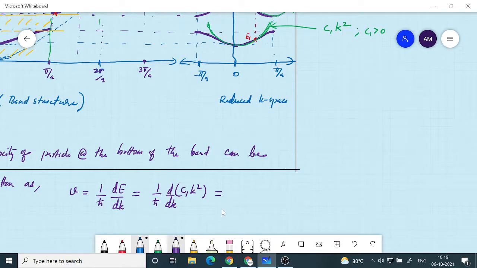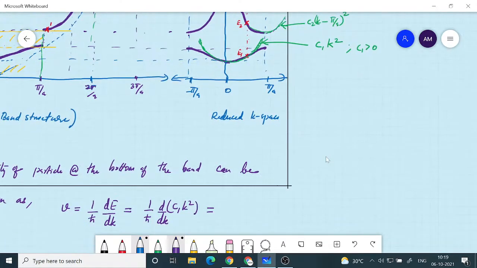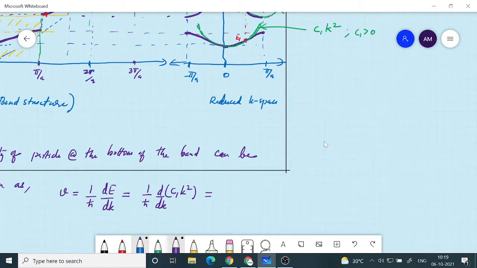Okay. So certain bands are shifted by pi by a, but right now don't focus on those details. Let's see what happens if you take the bottom band or the third band. They have a similar kind of equation. So c is positive, a constant, c by h cut, then 2k, so that's what we will get. So what we are getting is 2c1 by h cut into k. So this is the velocity that we are going to get.